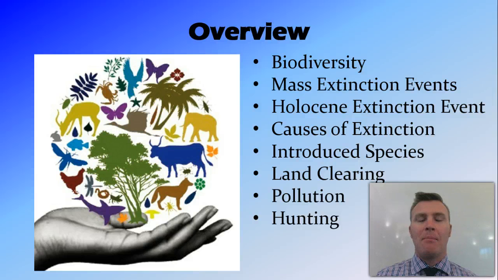Okay, so we've looked at biodiversity being how diverse the organisms in an environment are, and one measure of that is the total number of species. We've looked at the 5 major mass extinction events, which result in a loss of biodiversity. We've looked at the current extinction event, the Holocene extinction event, which is the first one caused by humans. We've looked at how we're causing that extinction through introduced species, land clearing, pollution, and hunting.